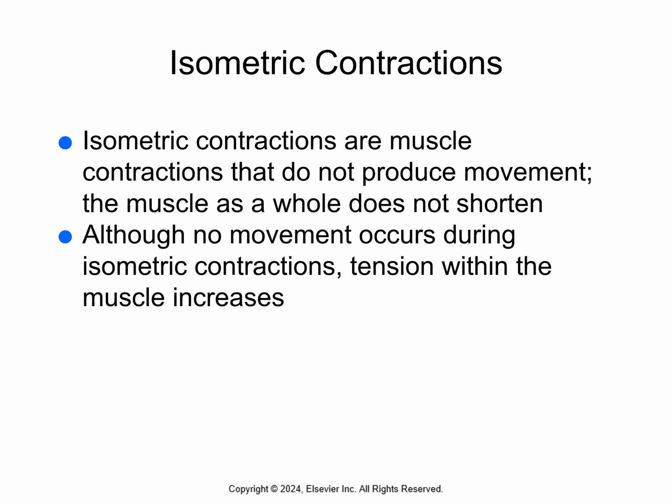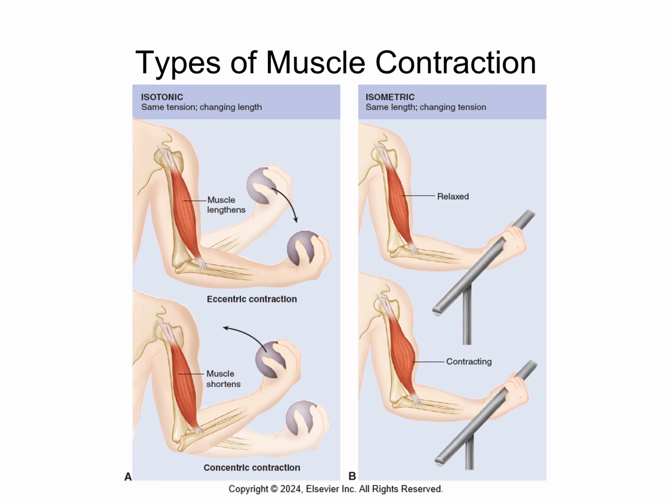This is where tension within the muscle increases, but it doesn't produce a movement because the muscle does not shorten. Okay, so it's isometric. It stays equal. So here's an example of that, and you can find this on page 232, figure 9-7.